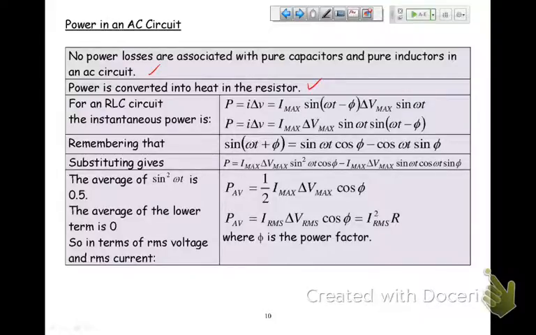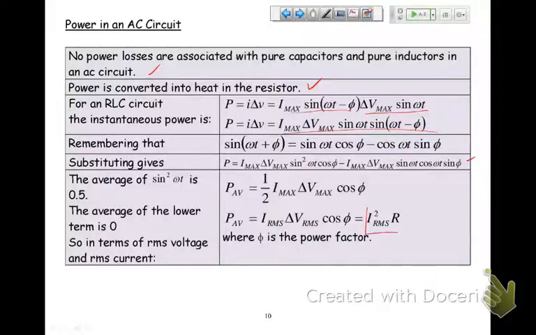For an RLC circuit, the instantaneous power is my current multiplied by my voltage, which gives me that. Sine of omega t plus phi is equal to sine omega t cos phi minus cosine omega t times sine phi. Substituting in gives you this complicated thing. And the average of sine squared omega t is 0.5. So I get that, and then I come down here, and I end up with this.